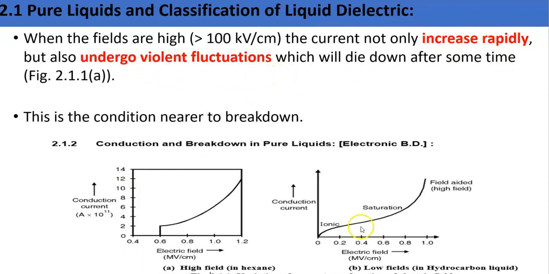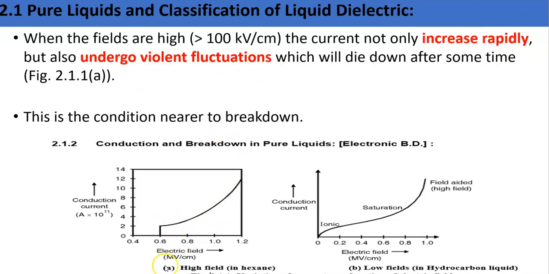So we have to learn now breakdown in pure liquid and breakdown in commercial liquid. And what is current growth? This I have discussed in our first experiment, finding the breakdown equation of transformer oil. I have discussed how the current growth will take place, and Townsend theory also we have seen. So when field is very high, 100 kilovolt per centimeter, current will not only increase rapidly but also undergo violent fluctuations.